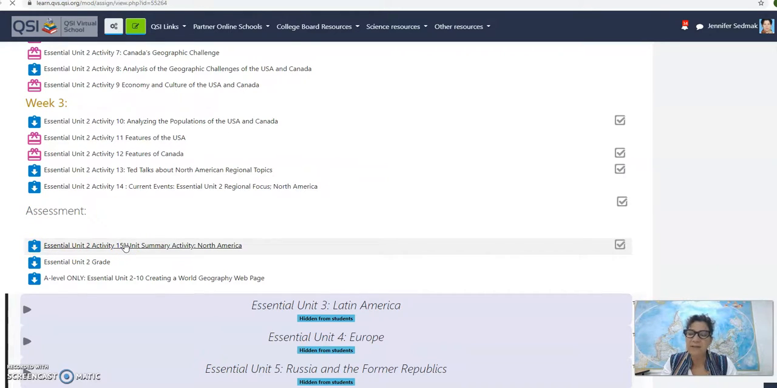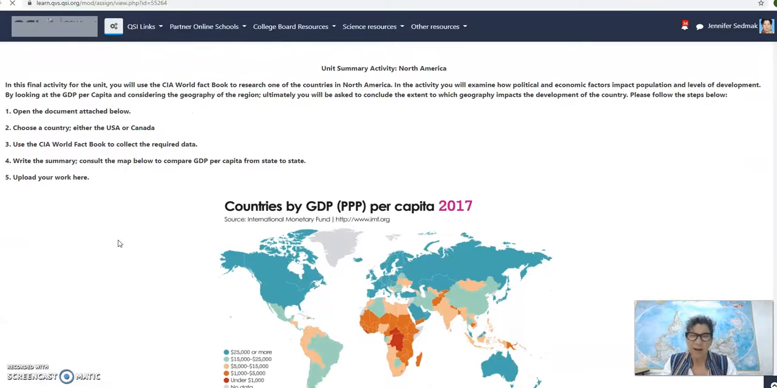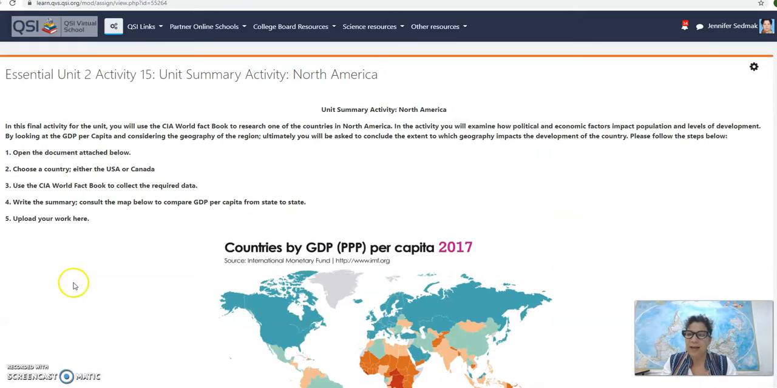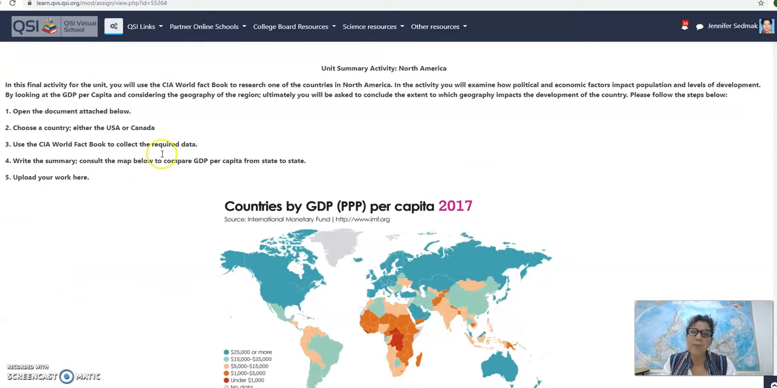So if we open this up, I give you a map of the world, and you can see or gain a strong understanding of the standard of living in the United States and Canada based on the GDP per capita as it existed in 2017. There is a document attached here. It's called the CIA Country Profile, and you're going to use the CIA World Factbook for this activity.